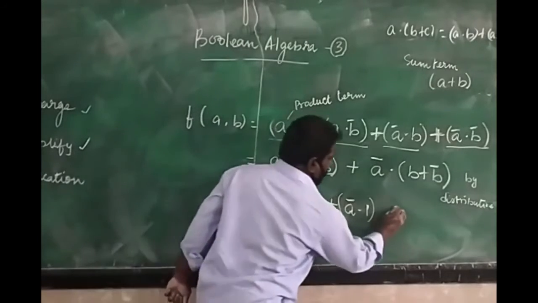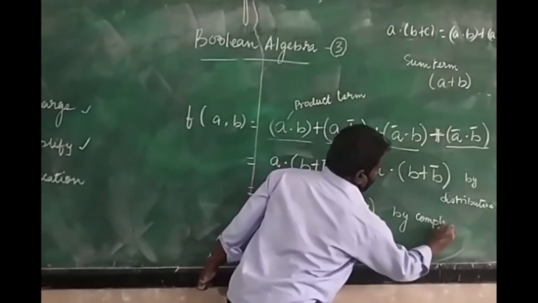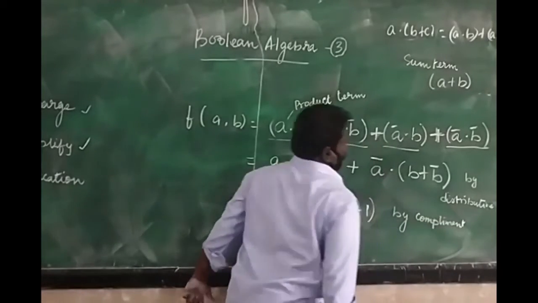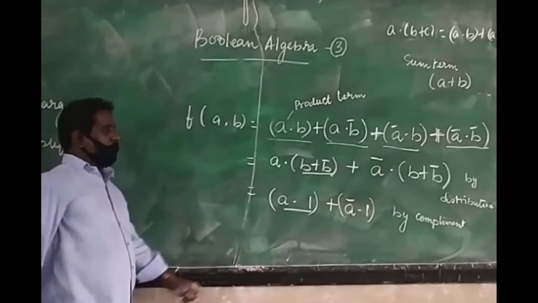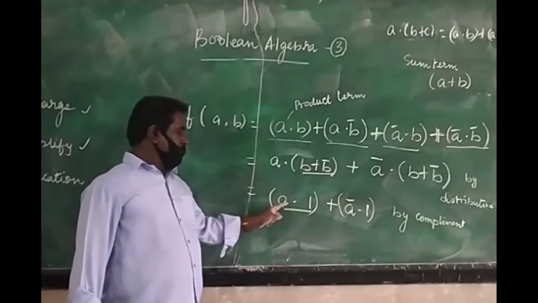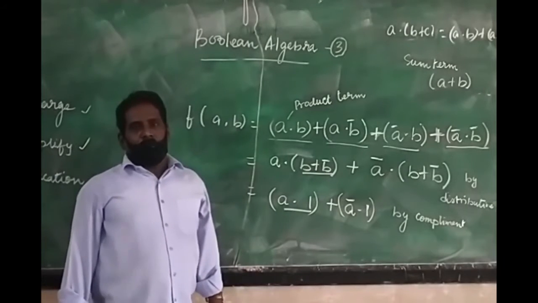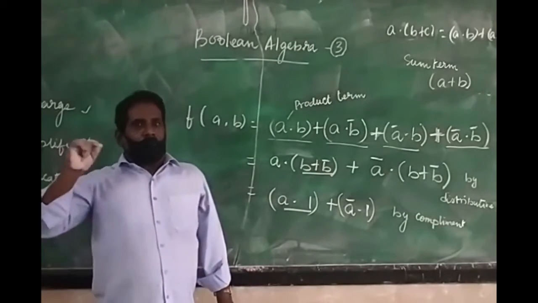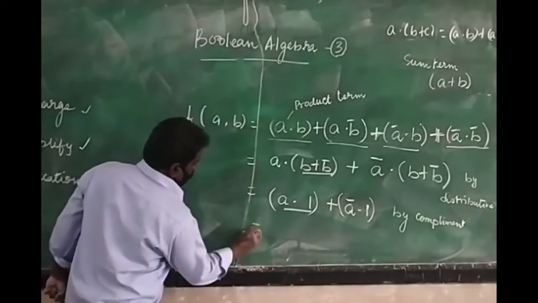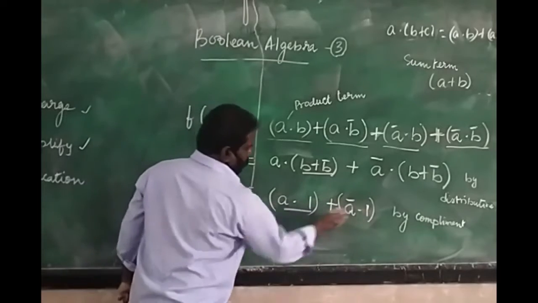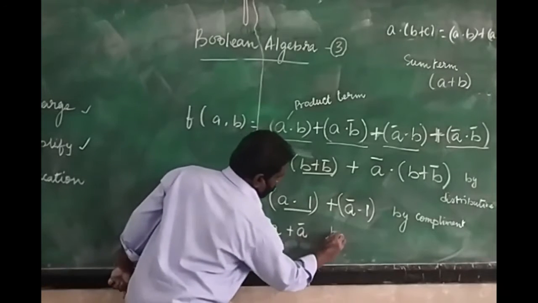That was by the complement law. Now should any other theorem be applied? A dot 1 is A, by the identity element. A dot 1 is A, and A bar dot 1 is A bar. Like this, by the identity element.